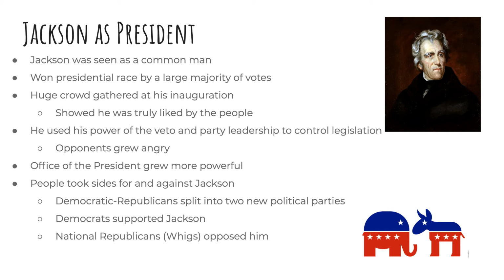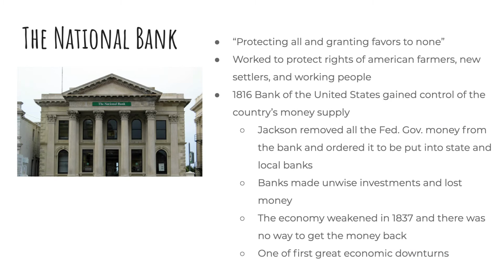And those who were seen as Democrats supported Jackson and all of his policies. But those who split into just the Republicans, who are also known as the Whigs, they opposed all of his policies. So let's talk a little bit about what kind of president he was and what kind of policies he put into place during his presidency.